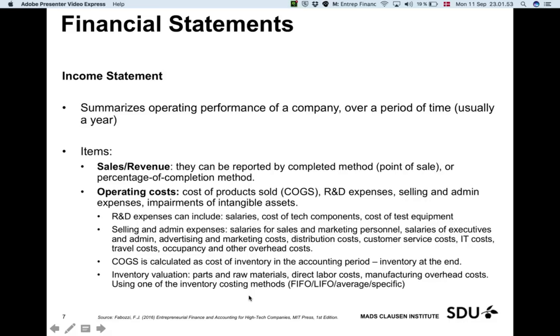So you can use the valuation of the parts and raw materials based on FIFO, LIFO, so first in, first out, last in, first out, or average, where every time you buy something you average, and then you have an average cost of that raw material, or you do specific identification. So each good that comes in, you know the price, and then this is the cost that you are allocating. Again, it depends on what type of raw materials or goods you're buying.